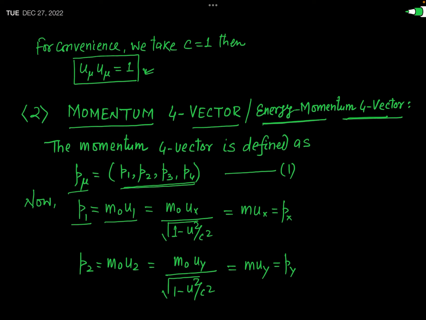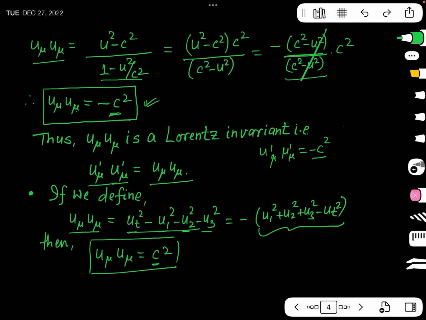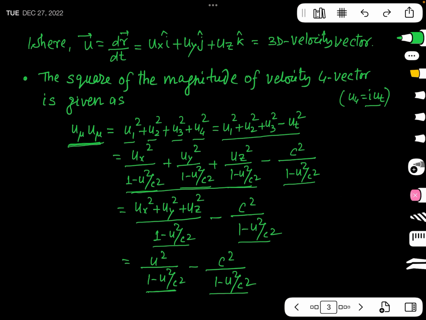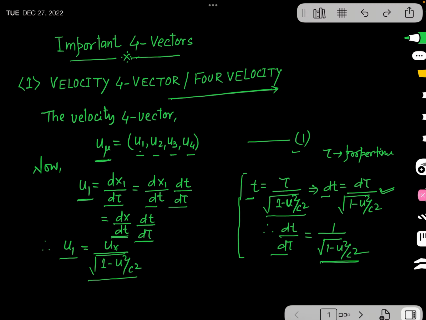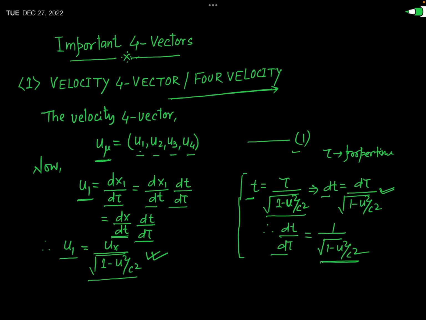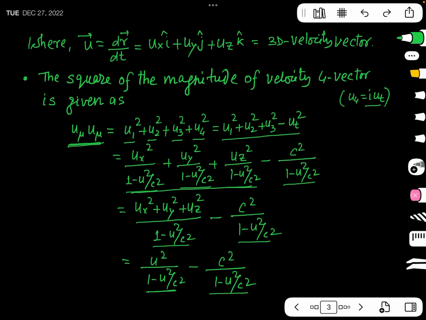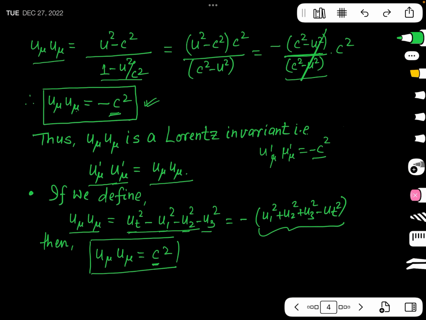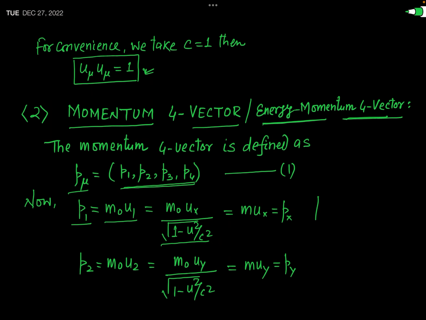Now you have just seen what this u1 is. You can see the result. We have obtained the expression for u1 here, and we will substitute that value in that equation. You can see u1 is equal to ux over root over 1 minus u square by c square. So instead of u1 in that expression, we will now write ux over root over 1 minus u square by c square.